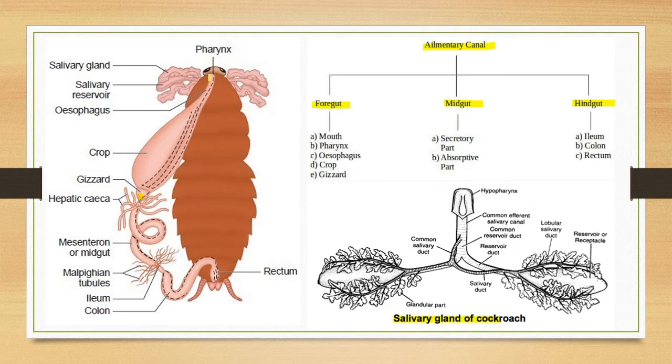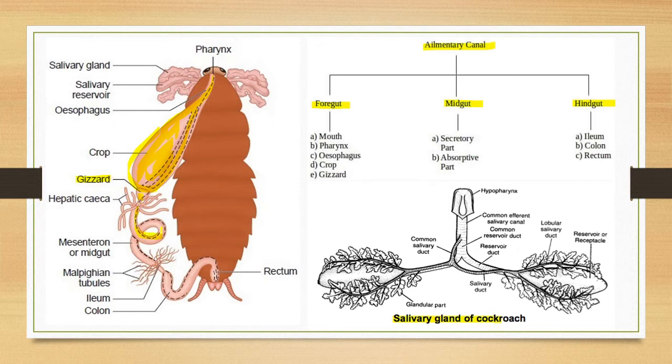So the foregut starts from the mouth, which opens into a buccal cavity. Buccal cavity leads into a narrow tube called the esophagus. Esophagus opens into a large chamber or sac-like structure called the crop. The function of the crop is to store the food materials. From the crop, it leads into a small structure called a gizzard or proventriculus. It has 6 chitinous plates which help in grinding of food particles. So the function of the gizzard is to grind the food particles.